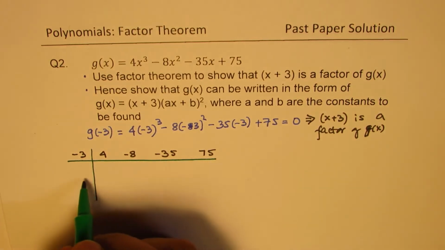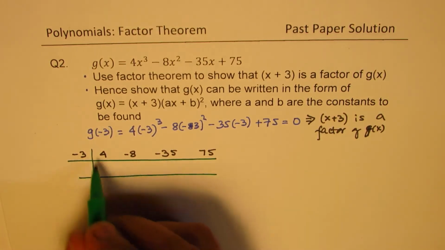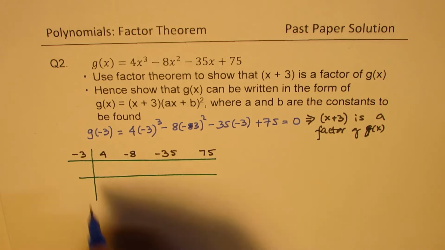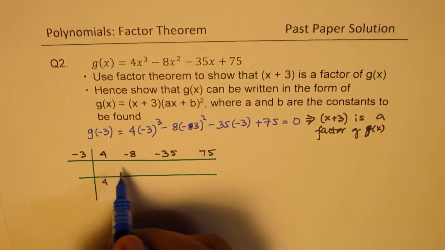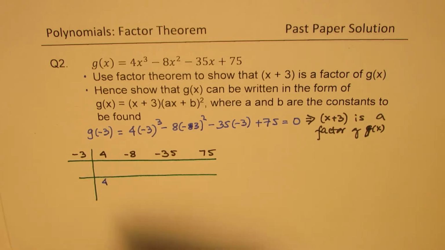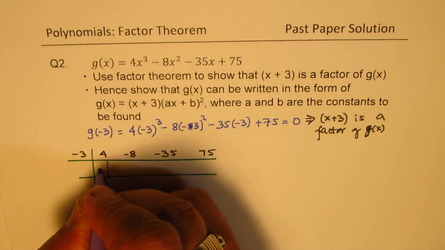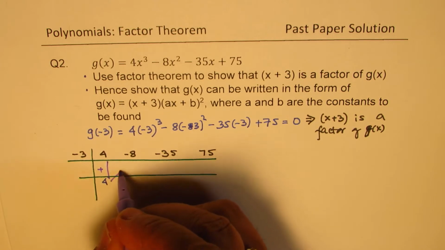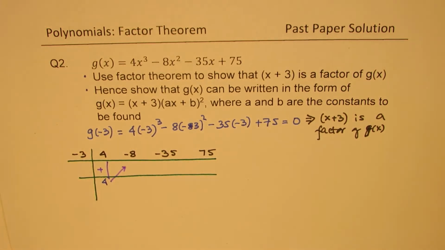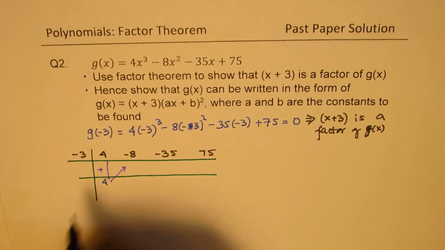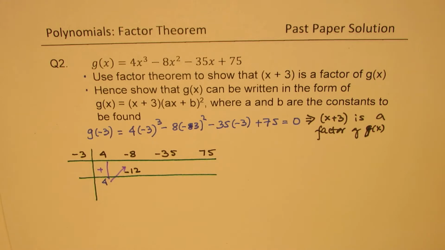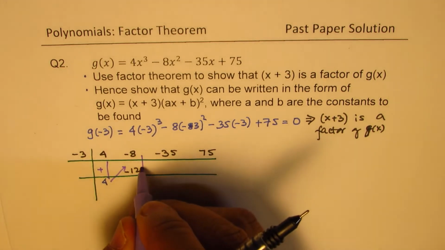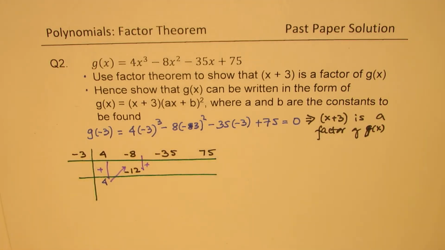So what we do here is we just bring the first term down. When you bring 4 down, you get 4. Multiply 4 with minus 3 and place it here. The idea is, you just add, and then multiply and place the term there. So minus 3 times 4 is minus 12, right? And now again, you just add them. So when you add, you get what?